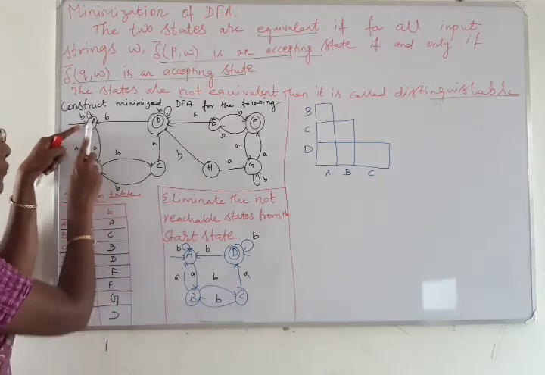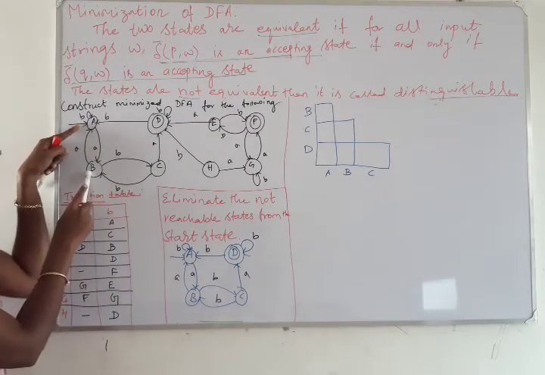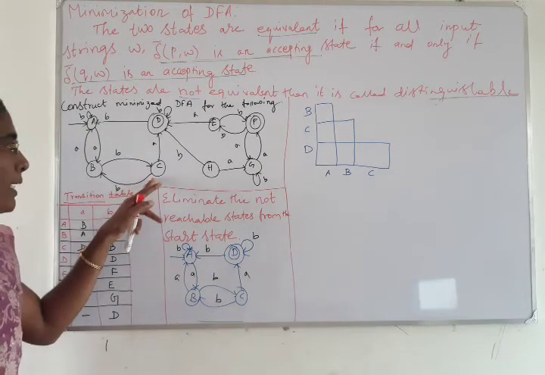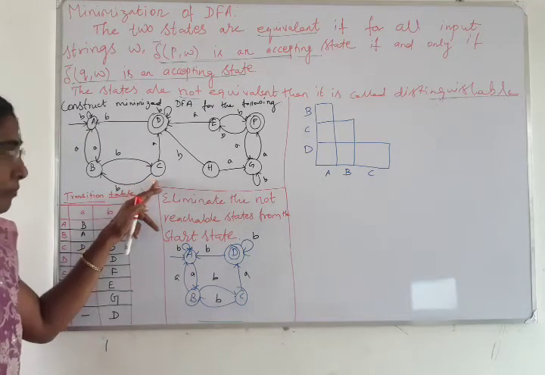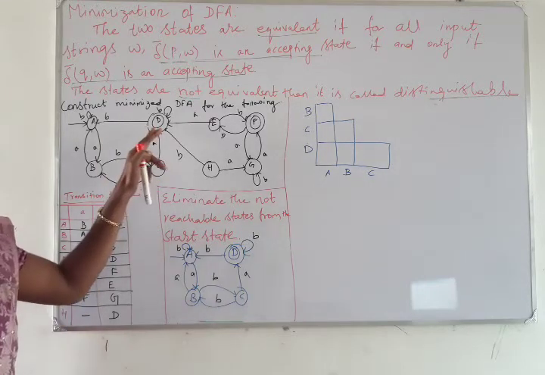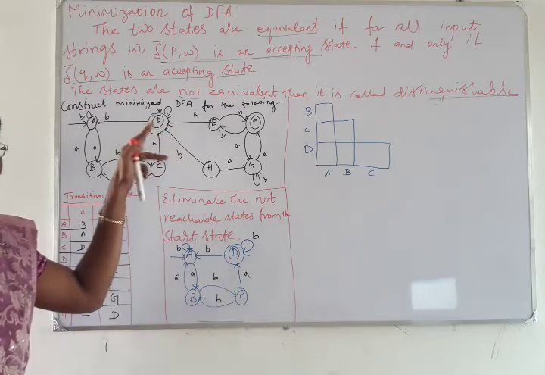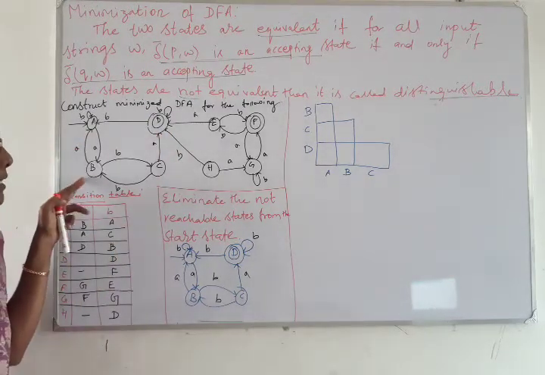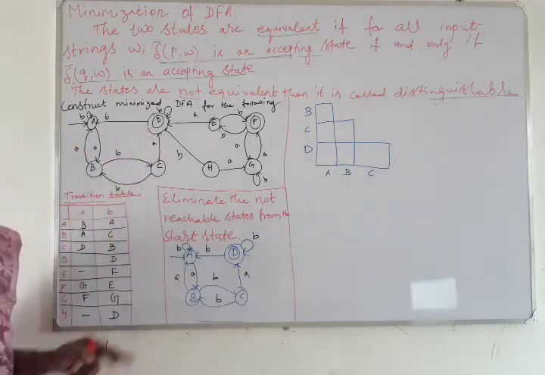From A to B we have a transition. From B to C also we have a transition. So C is also reachable. Next one is D. From C we have a transition to D. So D is also reachable from the start state A. From A, the reachable states are B, C and D.